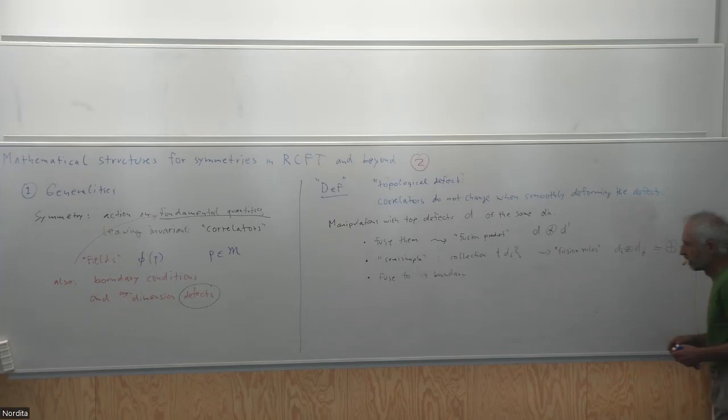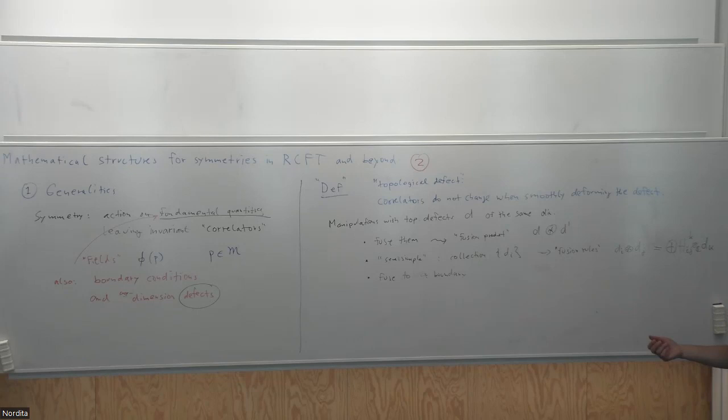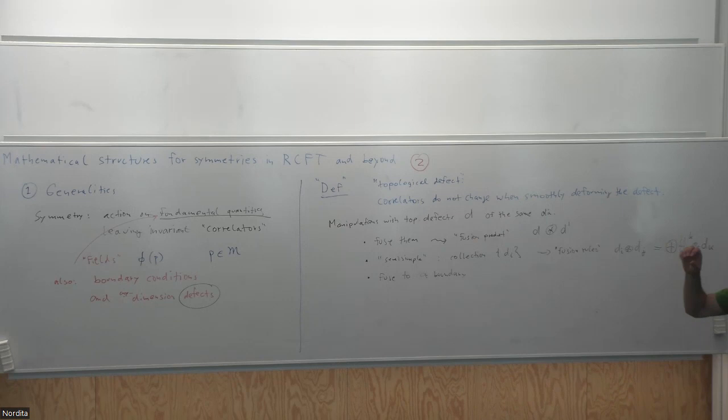Concerning what these things are in concrete settings, I should warn you, they need not be what you would naively expect, just like relevant fields. So if you have some description of your theory, say in terms of some Lagrangian, boundary conditions will typically not be specified by giving values on the boundary for the fields that you find in your Lagrangian.